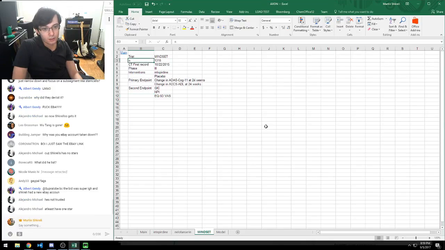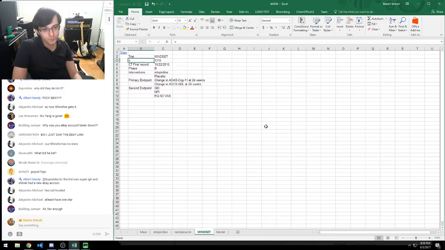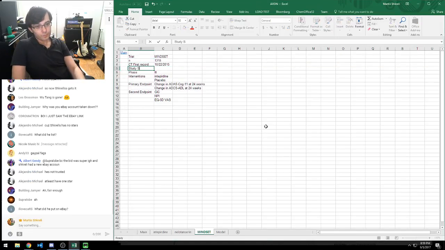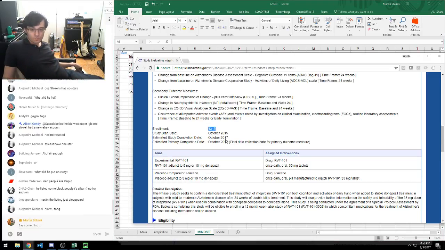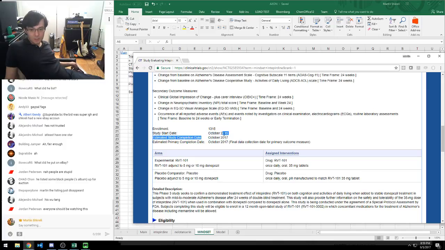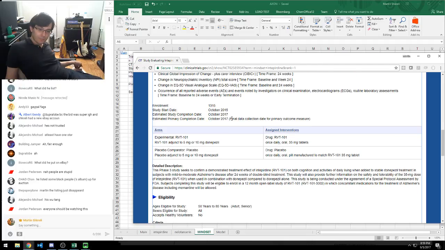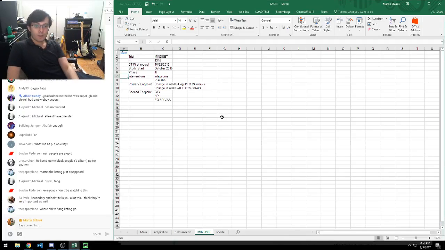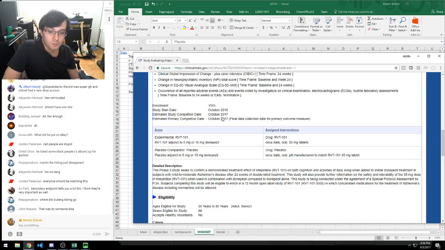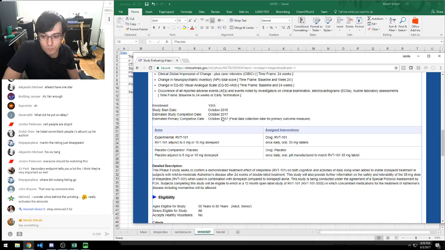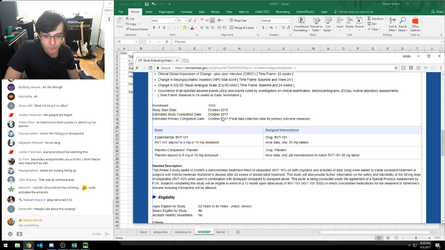It said the study started in October 2015, and they're saying the estimated completion date is October 2017, but they've told us that it'll be a little sooner than that. And we know it's a 35 milligram QD oral dose. I'm going to say QD PO. And placebo is matched.